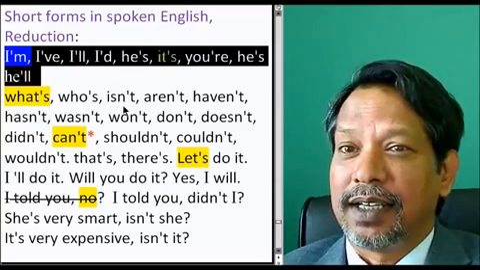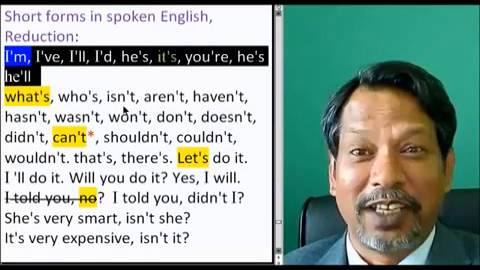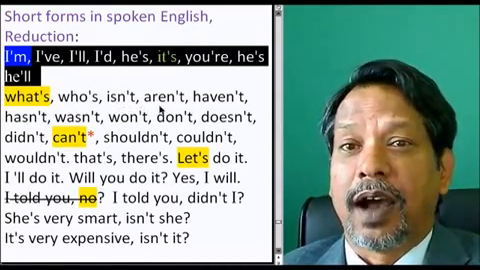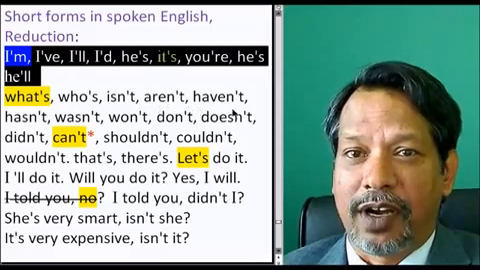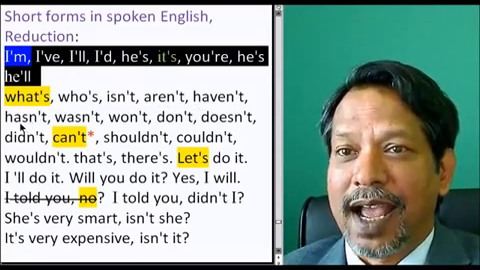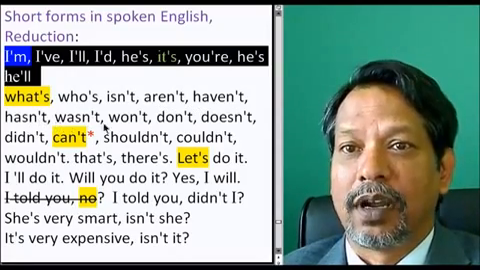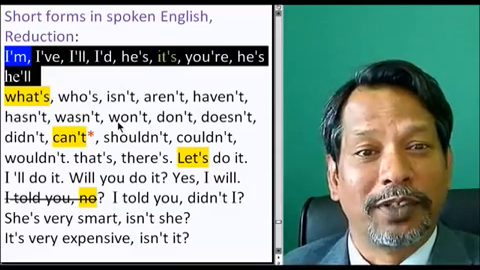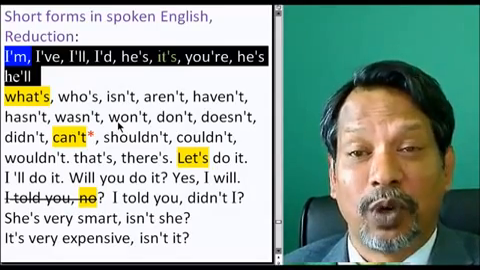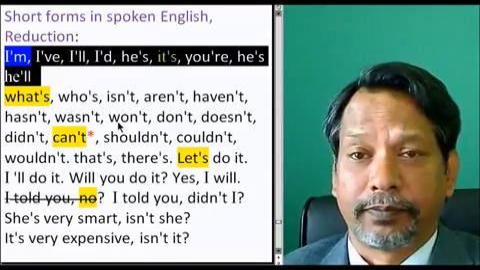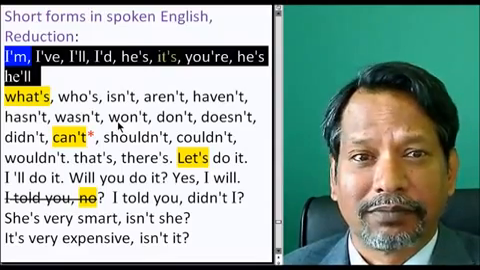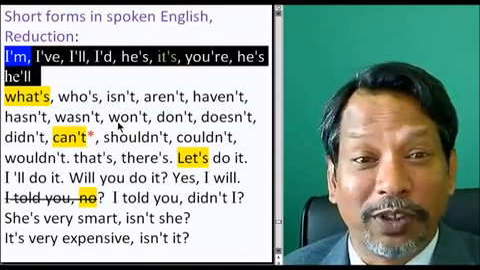Isn't. Is it not? Is not. Isn't, aren't, are not, have not, haven't, has not, hasn't, wasn't, won't. Will not is won't. I won't go. Sorry, I can't. I cannot. I won't. I will not.